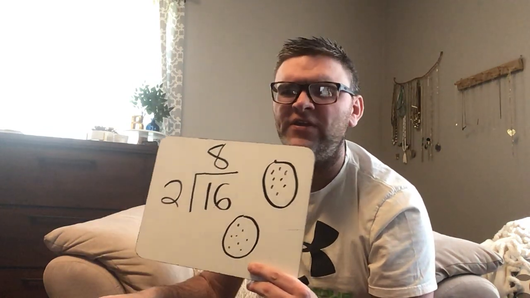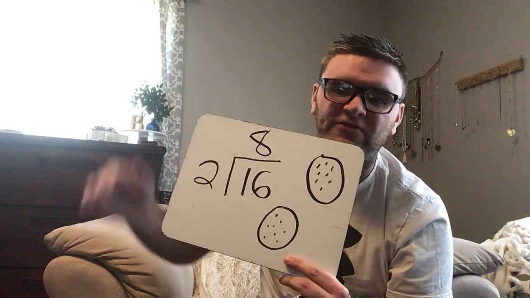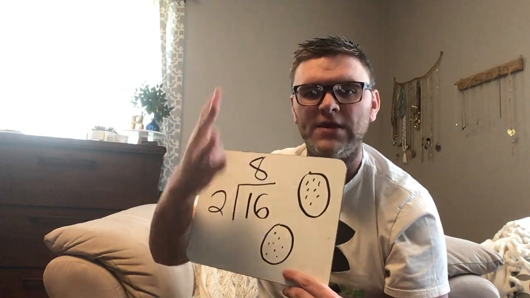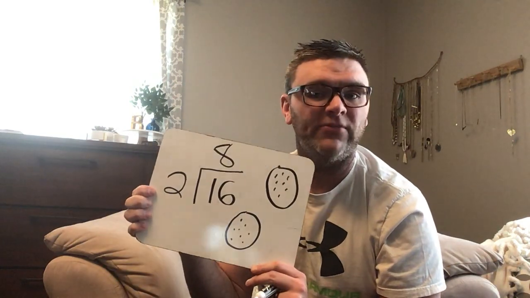I've got to get to 16. How many 2s until I get to 16? 2, 4, 6, 8, 10, 12, 14, 16. 8 times I get there. So I can do that way if I don't want to draw or I don't have the ability to draw. I can still use that skip counting to get there.